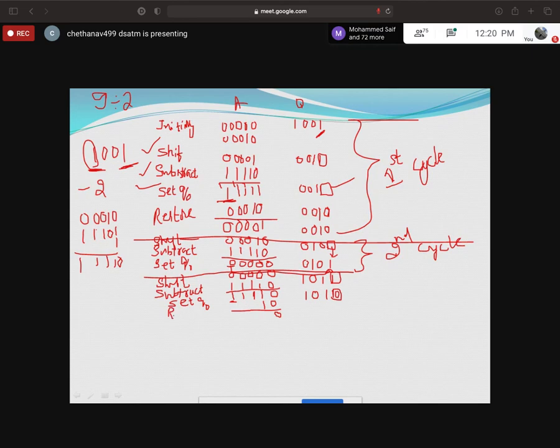After set Q naught, restore. Very, very important. Restore. 0 plus 0... 1 plus 1 is 0, carry 1. 1 plus 1 is 0, carry 1. 1 plus 1 is 0, carry 1. 1 plus 1 is 0, carry 1. That carry you just neglect. Okay. Whatever value you have here is said to be the third cycle. After completion of the third cycle.